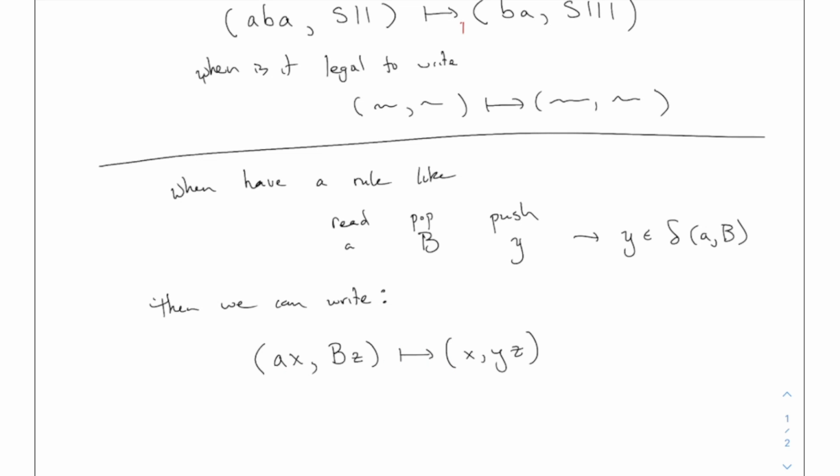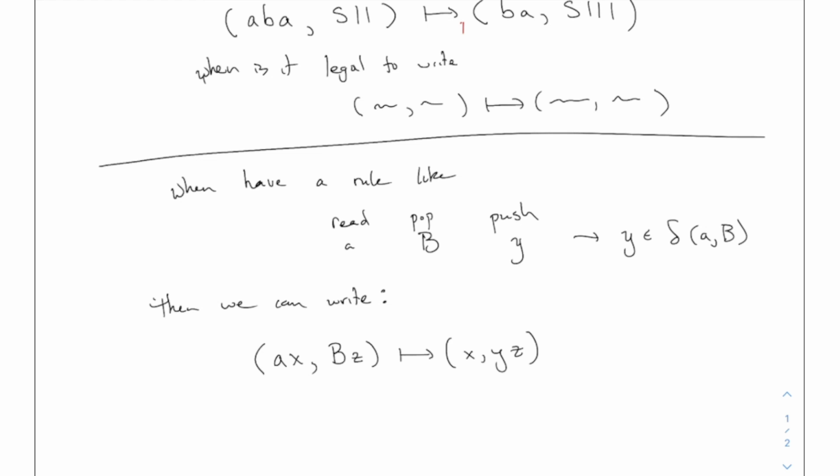If you see an arrow in this kind of scenario, it means apparently there was a rule that says you can read A, you can pop B, and you can push Y. Right? That's what the little arrow means. So when we have a rule like this, then we can write this. There is no simpler way to say what exactly the arrow means. It just means in a scenario like this, you read the A, you popped the B, you pushed the Y. All right?